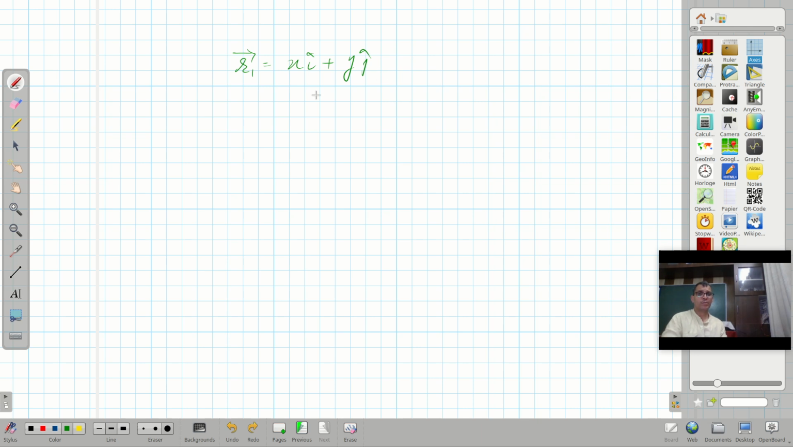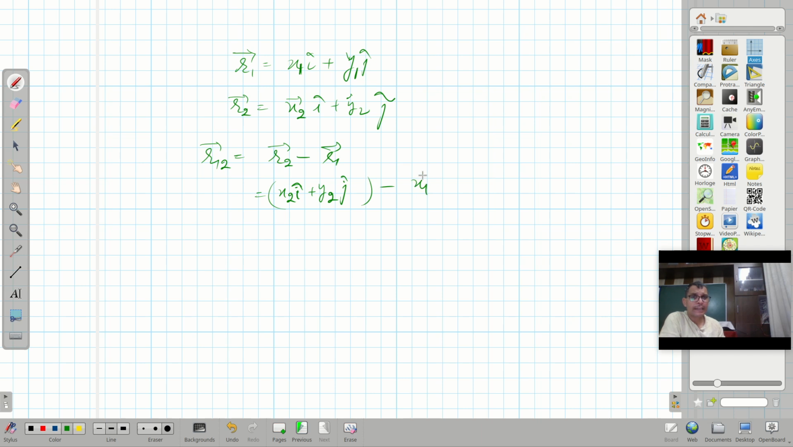Let me talk about first of all 2 dimensions. R1 is x1 i cap and y1 j cap, and R2 is x2 i cap and y2 j cap. Then R12 vector can be written as R2 vector minus R1 vector. So it is x2 i cap plus y2 j cap minus x1 i cap minus y1 j cap.